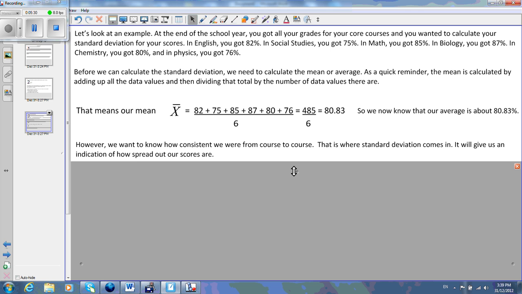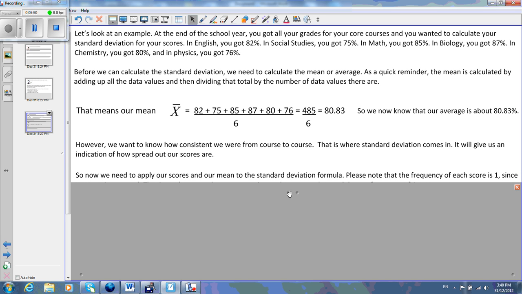However, we want to know how consistent we were from course to course, and that's where standard deviation comes in. It will tell us how spread out our scores are. Are they very similar in all of our classes, or are they very, very far apart and we're much stronger in some subjects than other subjects?